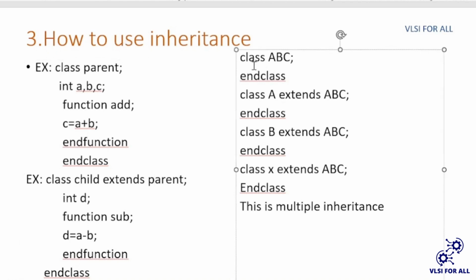Now come to this example. This is class ABC, and I declared it just to tell you how to declare multiple inheritance. I ended the class, and then I took one more class which extends ABC. Then I declared one more class which also extends ABC, and then one more class X which also extends ABC. This is called multiple inheritance.